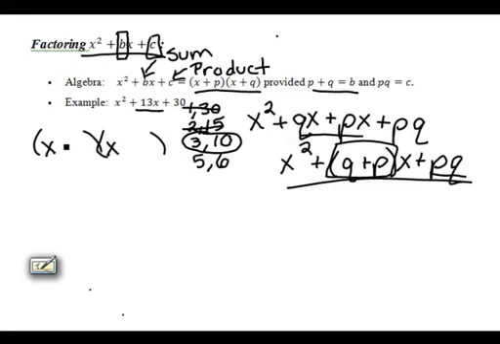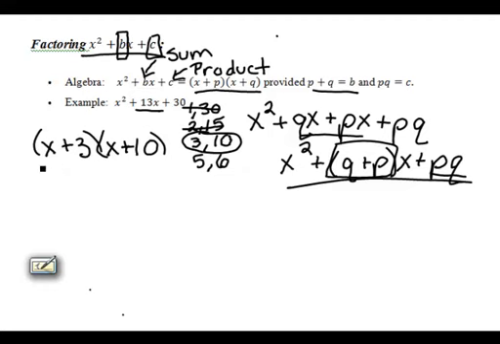So I can write this factorization as x plus 3 times x plus 10. Now if I would have written this as x plus 10 times the quantity x plus 3, that would be correct also. The order in which I write the two binomials does not matter.